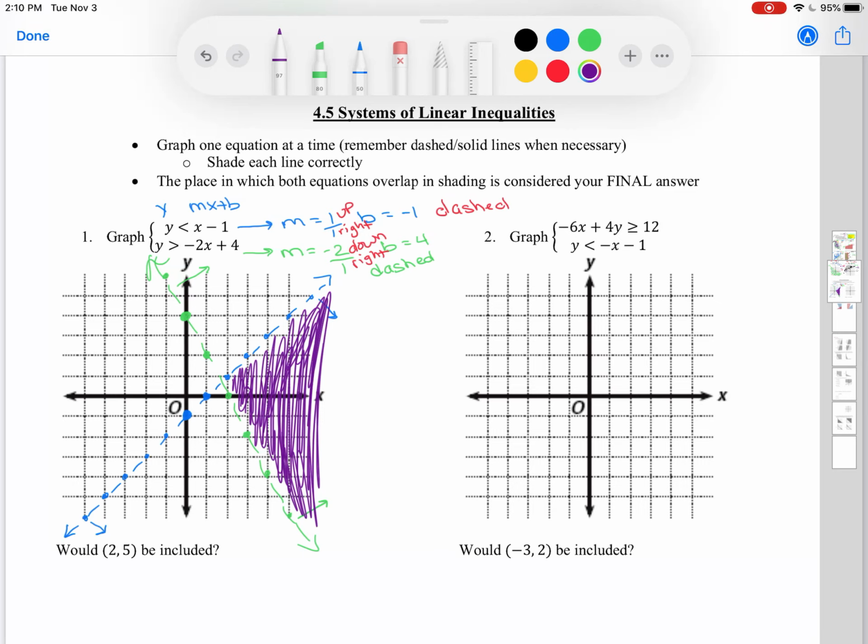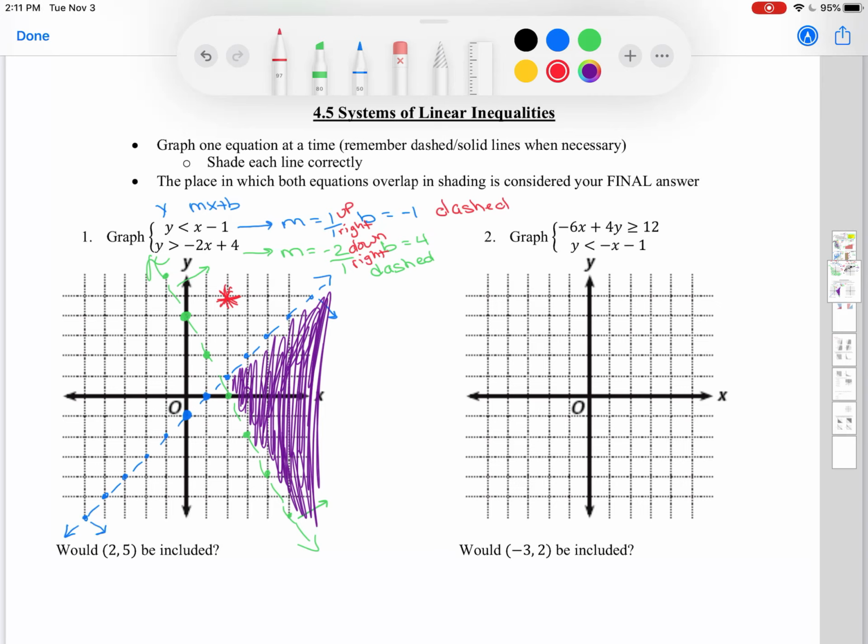At the end of all of this, that is what's your final answer. Because that entire shaded area works for both inequalities, not just one, not just the other, but both. That is what is important here. We talk about inequalities that are working for both functions that we gave you. So with that shaded, there's a second part to this, and it says, would 2, 5 be included?